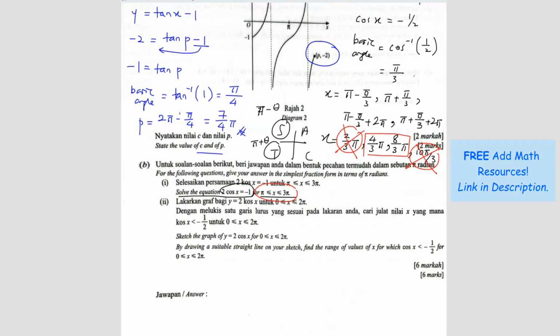Sketch the graph of y equals 2 cos x. By drawing a suitable straight line on your sketch, find the range of x. Okay, forget about this first. We're going to sketch the graph first, okay? So y equals 2 cos x.